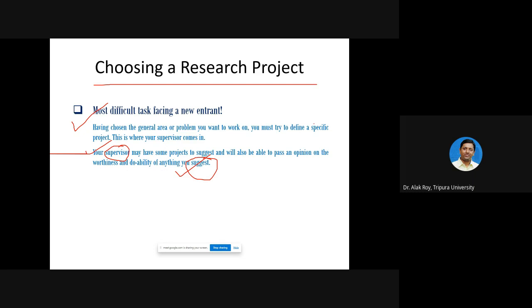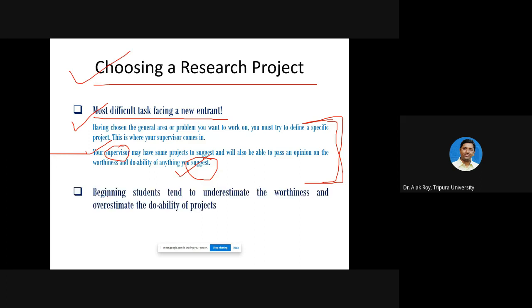so this is the most difficult task facing a new entrant. Okay, maybe MTech or PhD scholars or MCA students who are trying to choose a project, they face the problem of how to choose a topic. Okay, a beginning student tends to underestimate the worthiness and overestimate the doability of a project. Okay, so beginners, I am also facing the same thing, or all faculties face the same thing.